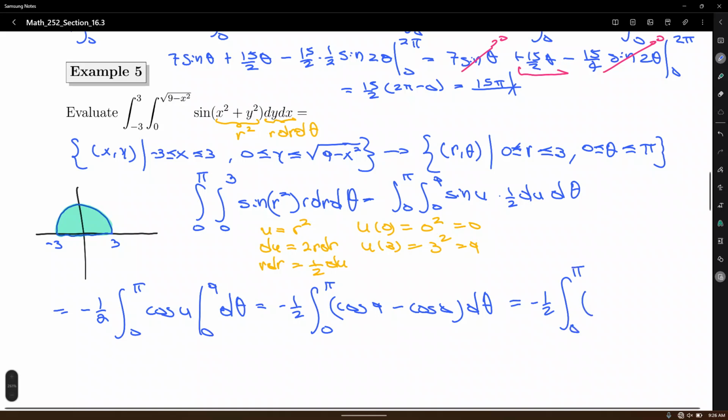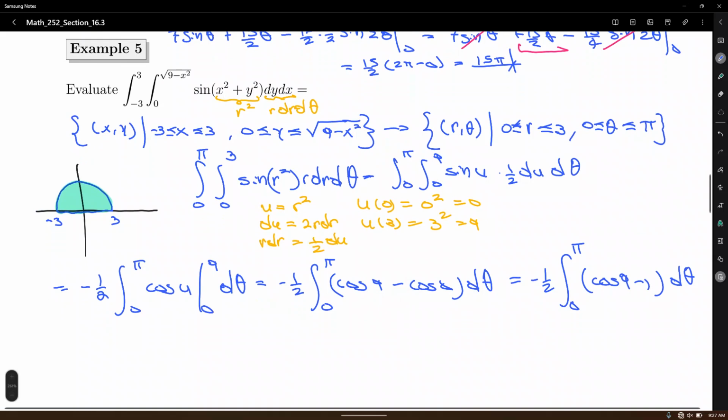Cosine 9 minus 1 d theta. So I'm going to do two things in one shot here. Number one, I'm going to take that cosine of 9 minus 1 because it's just a constant multiple. I will also use this negative to reverse the order of these two terms. So that'll be 1/2 times 1 minus cosine of 9, integral from 0 to pi of d theta. And the integral of d theta is simply theta.